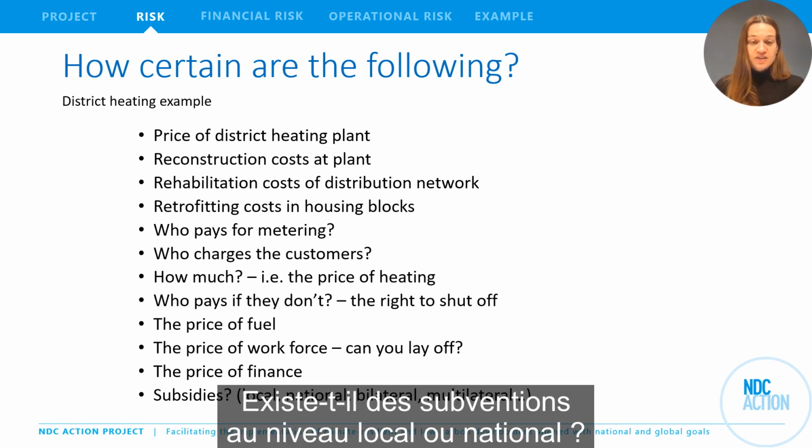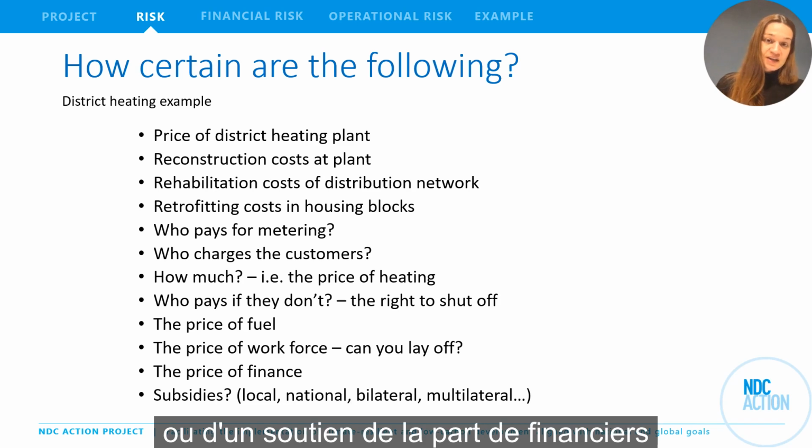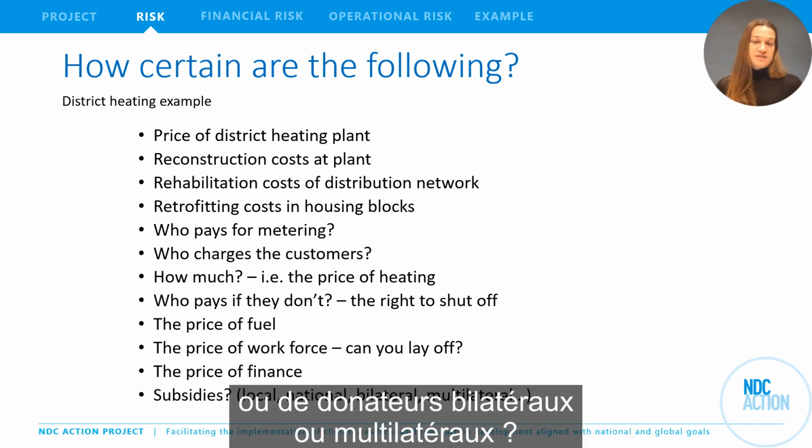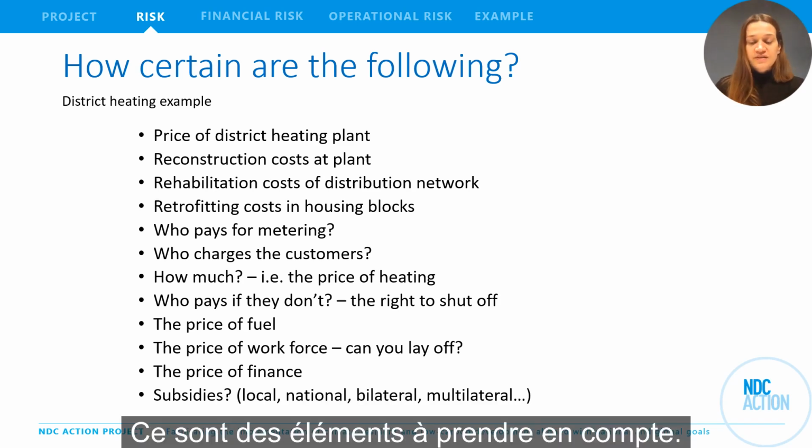Are there any subsidies to benefit from at the local or national level, or any support from bilateral or multilateral financiers or donors? These are things to consider.